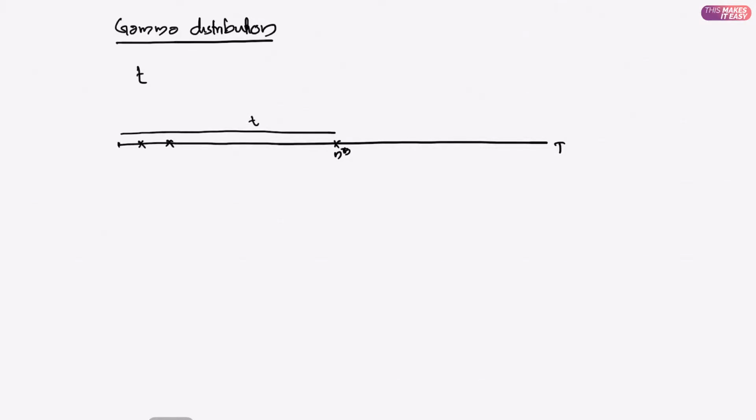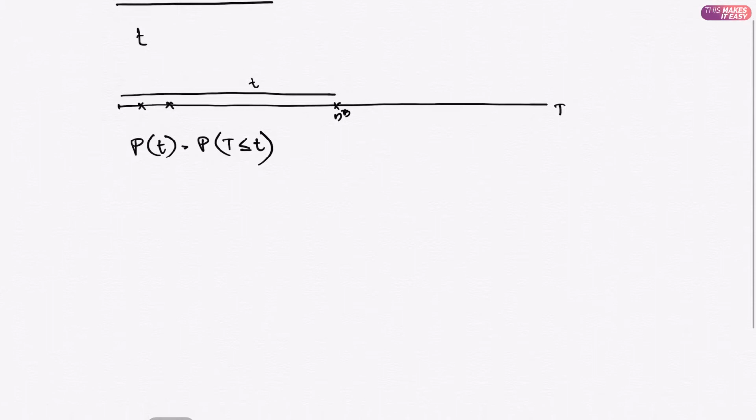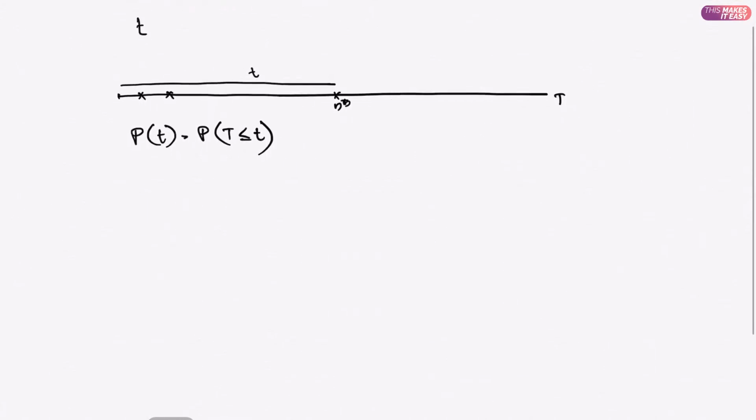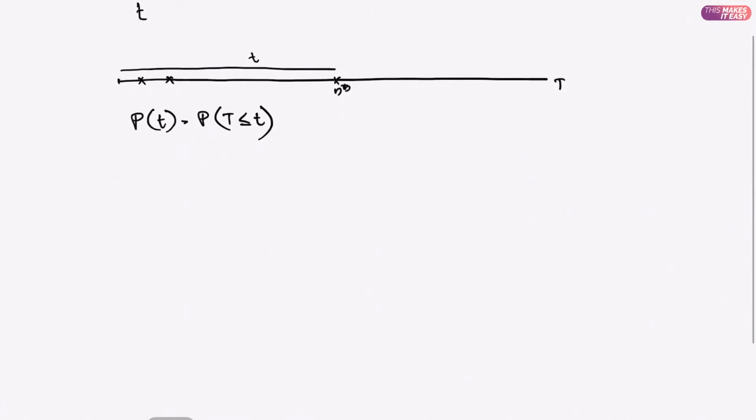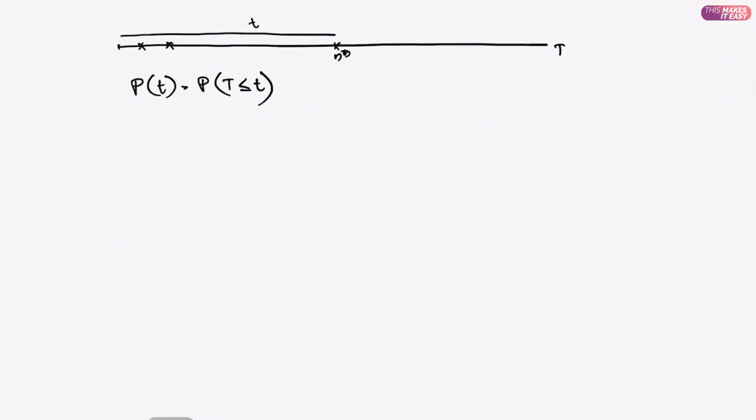Just as we did in the derivation of the exponential distribution, we will find the CDF first, then differentiate it to find the PDF. So the CDF of T can be written as the probability of capital T less than or equal to small t. This is the probability that the waiting time until the nth event is less than t time units. It is equal to 1 minus the probability of T greater than small t.